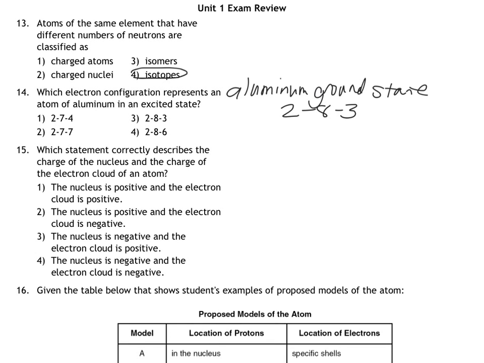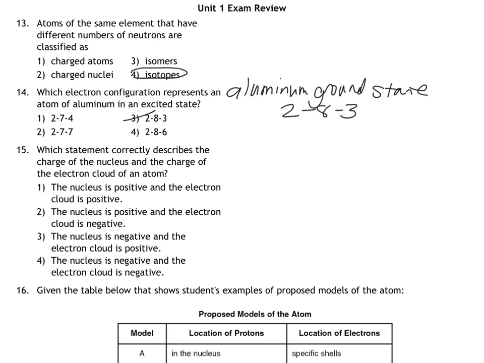Okay, so the aluminum ground state is 2-8-3, and that means it has 2 electrons in the first orbit, 8 in the second, and 3 in the third orbit. They want to know which could possibly be excited. It's definitely not 3, because that's the ground state. And I could knock out some others right now, but I think we'll do this a different way.